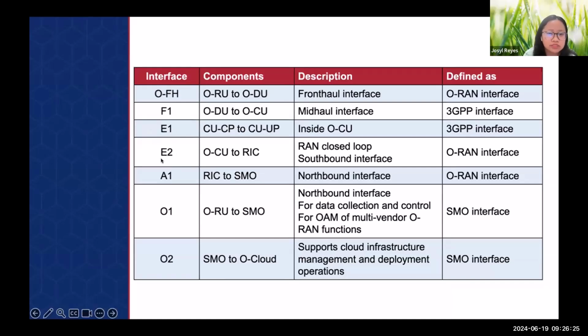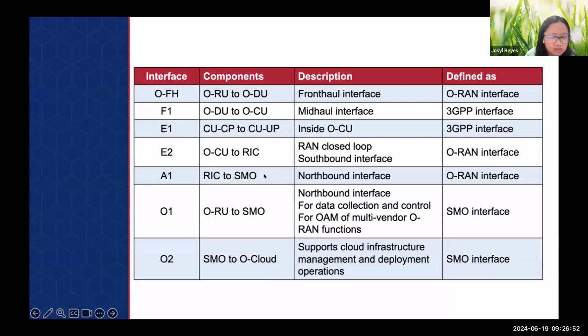E2 connects the CU to RIC. Actually, it also connects the DU to RIC. A1 is from the near real-time RIC to SMO, or near real-time RIC to the non-real-time RIC. O1 is from the RU to the SMO, and then also other components if you revisit there. And then O2 is from SMO to OCloud.